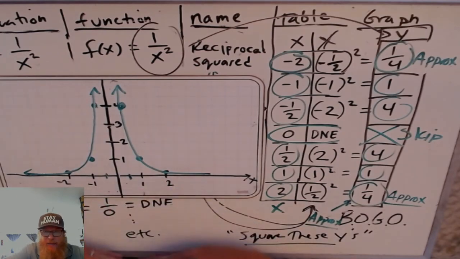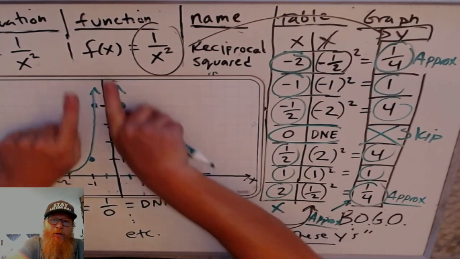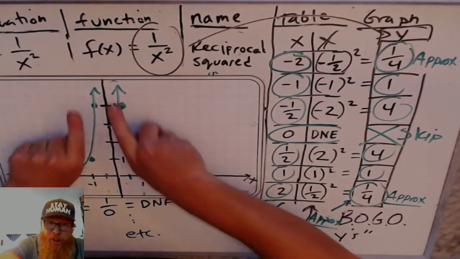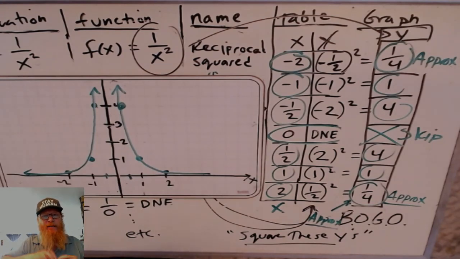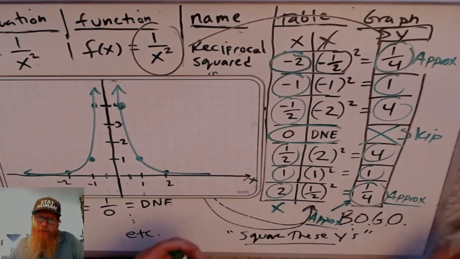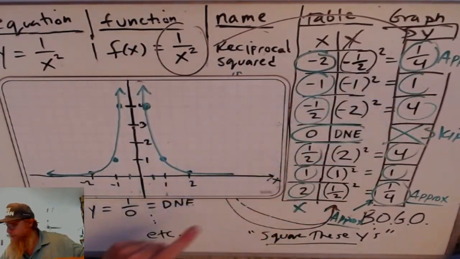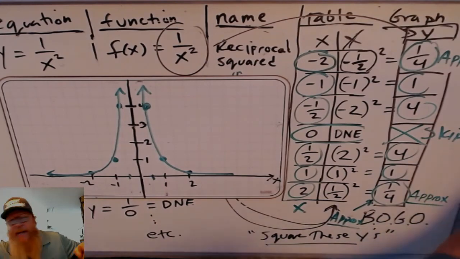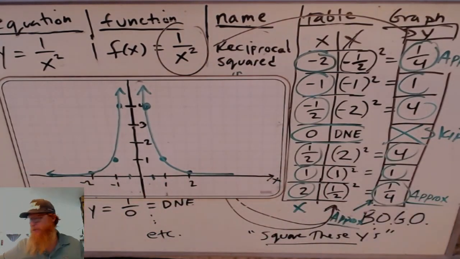Notice there is nothing below the x-axis in the entire graph. Sometimes we call this the smokestack or the chimney because it looks kind of like a chimney going up on both sides. Okay, so you have 8 functions. You need to know the equation, the function, the name, the table, and the graph of all 8 functions, and that is your toolkit that we're going to be using for the rest of Chapter 3.